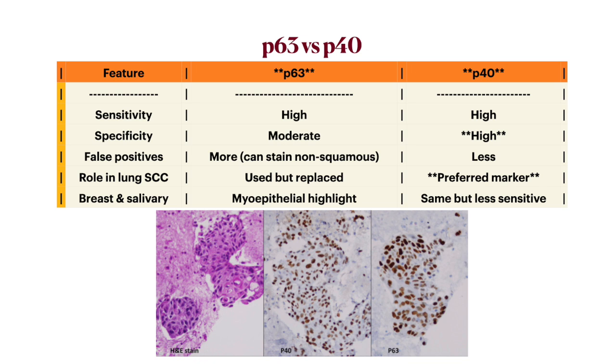When you look at the differences, as we already highlighted, both are sensitive, but when it comes to specificity, P40 is very specific. There are less false positives in P40 IHC, as P63 can even stain sometimes non-squamous origin tissues. Currently, P40 is the preferred marker for lung squamous cell carcinomas, whereas in breast and salivary gland where myoepithelial cells are needed to be highlighted, we use p63.